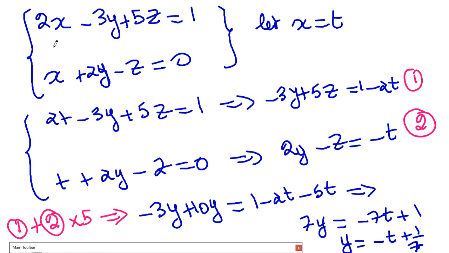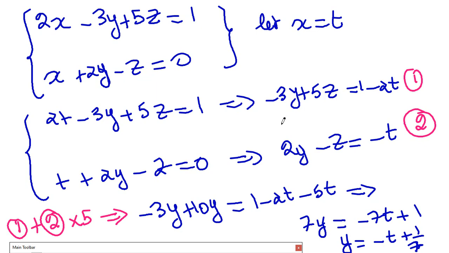All the time you take, for example, one of the values x or y equal to a parameter. So I said here let x be t. Because it's a system of two equations with three variables, it's impossible to find one solution, I mean one equation of a line. So I have 2t - 3y + 5z = 1 and t + 2y - z = 0. Now I have a new system in y, z and t.